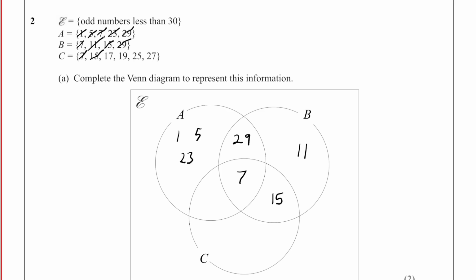11 is in the B circle. And 17, 19, 25 and 27 are in the C circle. But remember, we need all the odd numbers less than 30.